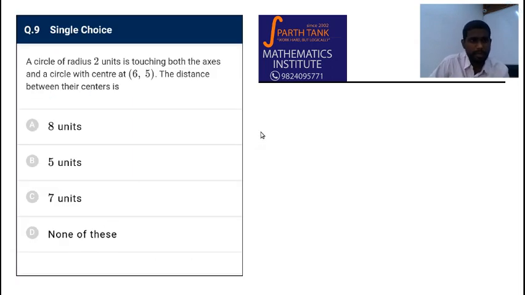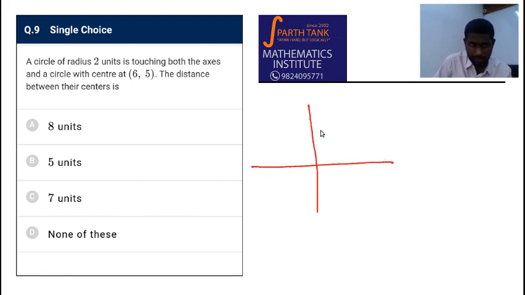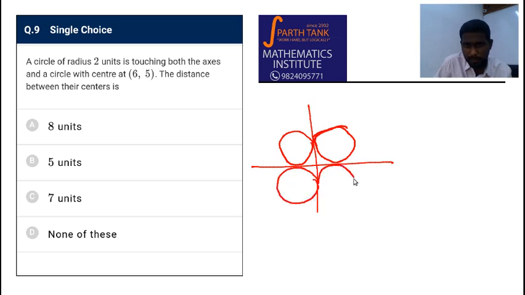Moving on to question number 9. A circle of radius 2 units is touching both the axis and a circle with center at 6, 5. Now a circle of radius 2 units is touching both the axis can mean the circle can be, please consider that this is a circle, or it can be here also, or it can be here, that one is better, or it can be here.